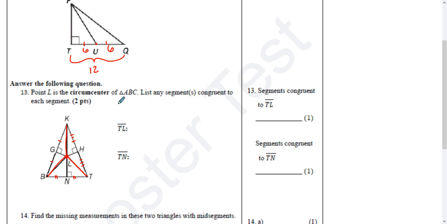So let's see what it gives me here. It says list any segments congruent to each segment. So we're not finding a number, we're just saying what's congruent to it. What is congruent to TL? TL is this red one, right. Well, I just said it was congruent to both of those. So for this one, we need to say KL, and we also need to say BL. The one that is congruent to TN, TN is right here, would be the one right next to it, BN. And so that's how you're going to do problem number 13.